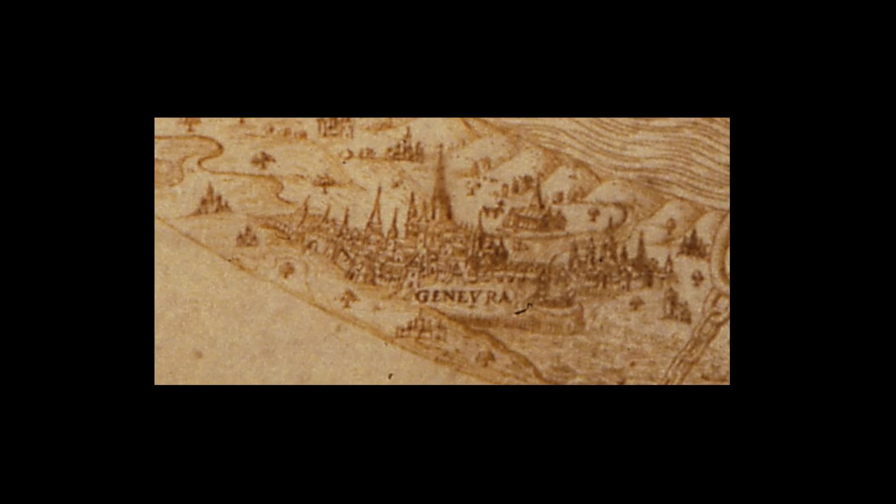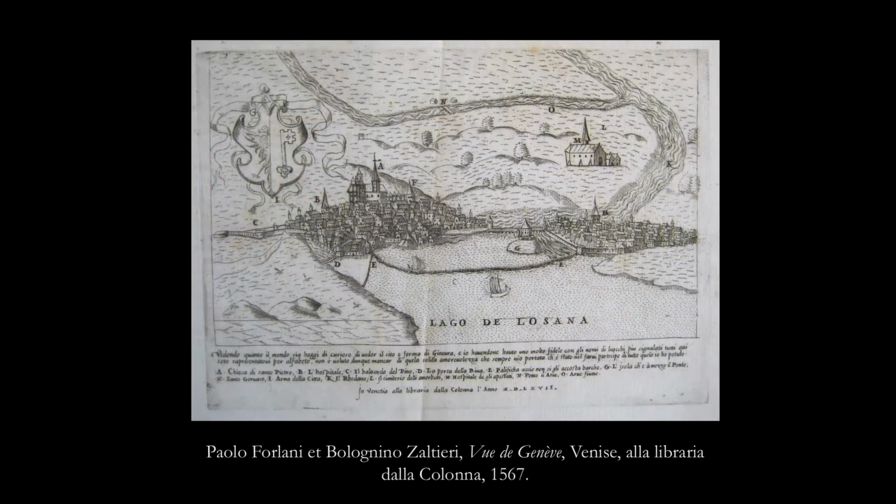A final example, for the view of Ginevra, contained within the Turin drawing, he used the 1567 view of the city by Paolo Forlani and Bolognino Zaltieri, again produced in Venice. And he had a big supply of city views. You know that Venice was the most important center for the production of city views at the end of the 16th century. In short, what is most interesting with Righettino's works is how he inserts the image of the city within a larger decorative and symbolic frame.